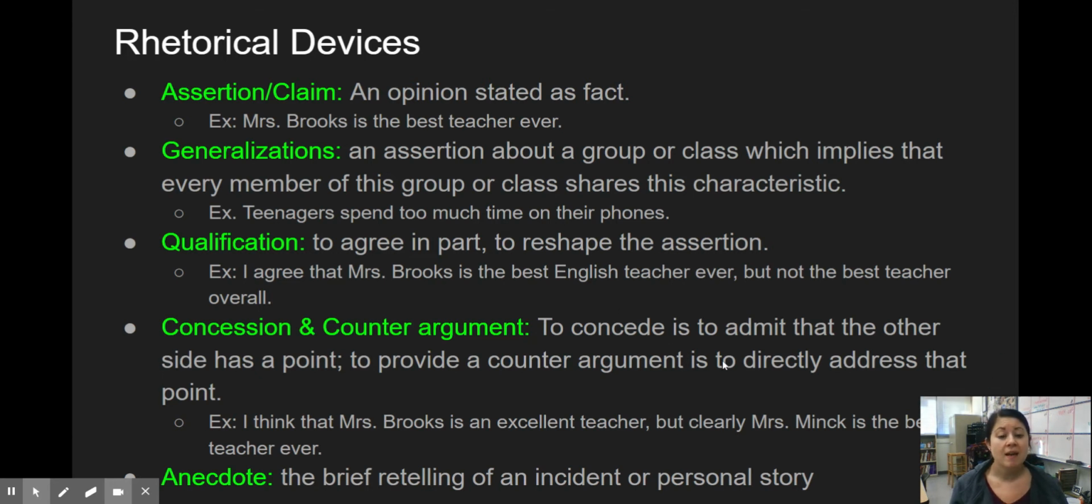To concede, that means you admit that the other side really, really has a point, and maybe you're offering some kind of counter argument to directly address that point. So I think that Mrs. Brooks is an excellent teacher, but clearly Mrs. Mink is the best teacher ever. So they are conceding and offering a point in the other direction about the thing that they think is absolutely true in their rhetoric. The last part is also anecdote.